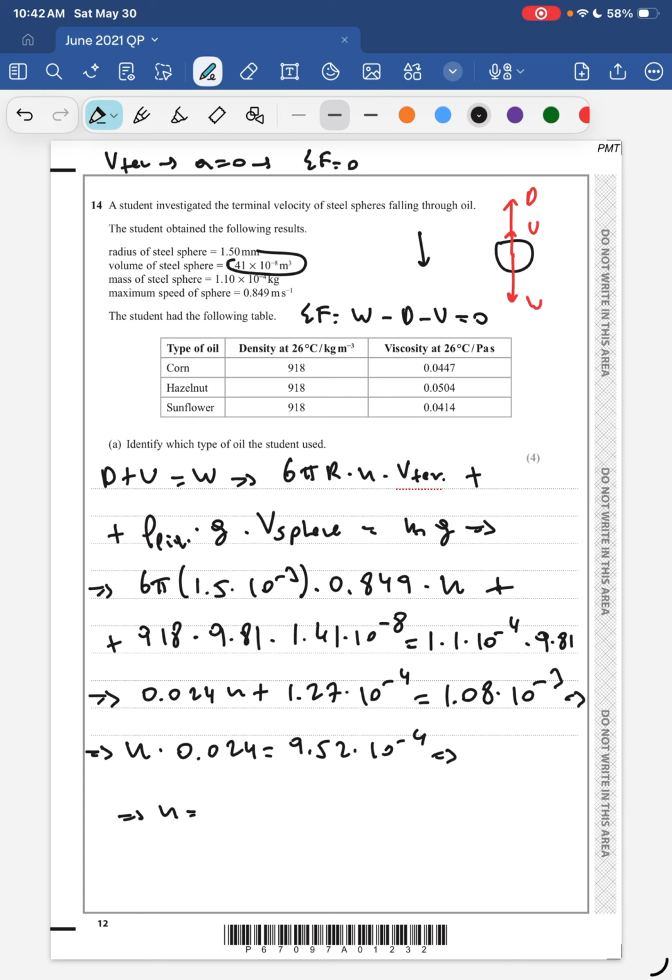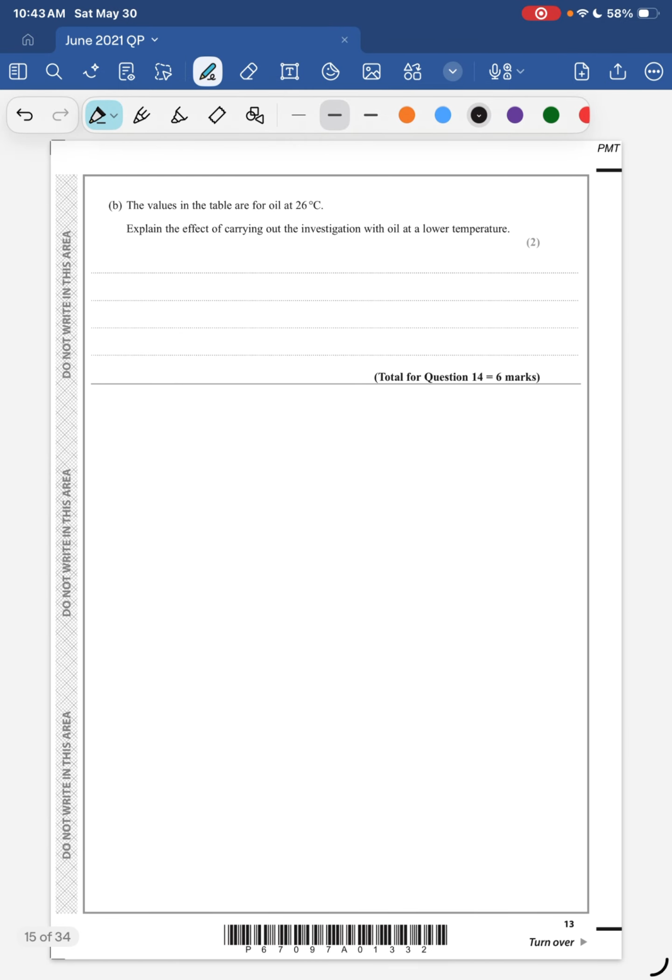So eta is simply 0.0397 pascals times seconds, which is closer to sunflower oil. Okay, that's the answer. Let's move on to part B.